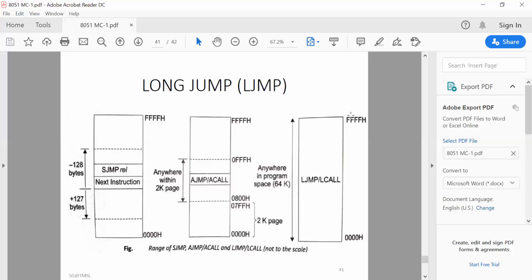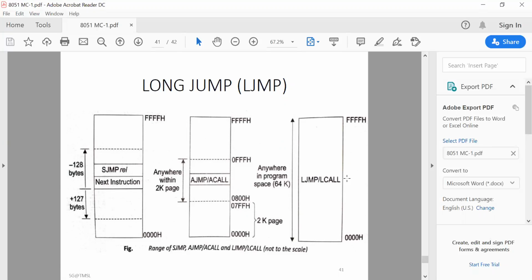Now it is a 3 byte instruction, obviously. The first byte is your opcode ljump, and the second and third bytes will be directly the 16-bit address. Like we can write it as LJMP 6000. Therefore long jump is also referred to as direct jump.